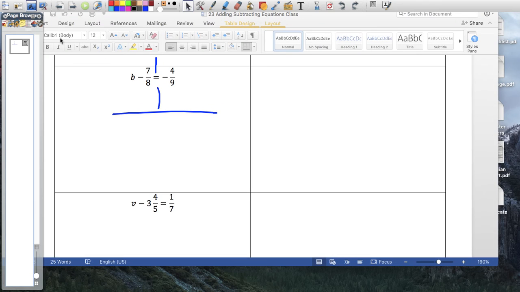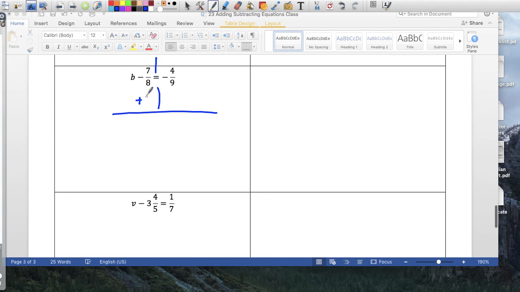Hey. So, where was I? Was it here? It's going to be plus 7/8 and plus 7/8 over here. These two will cross out. I'm going to have B isolated, which is what I want. So take this to the side and do it.